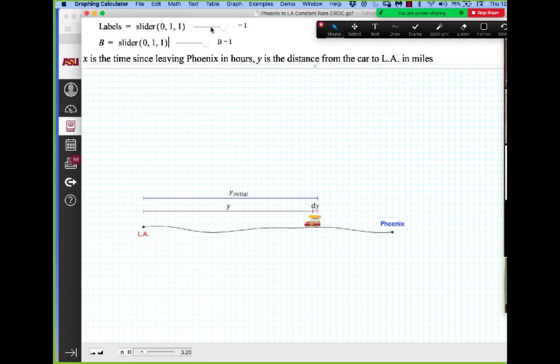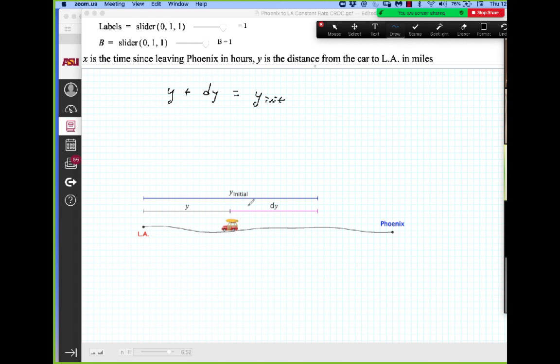All right, so here we go. Let's make a relationship of those three. So y is from there to there, dy is from there to there, and then y initial. What basic distance relationship can we write with those three? Y plus dy equals y initial. Do you guys agree with that, looking at that picture? And then let's solve for dy. So dy would be y initial minus y.